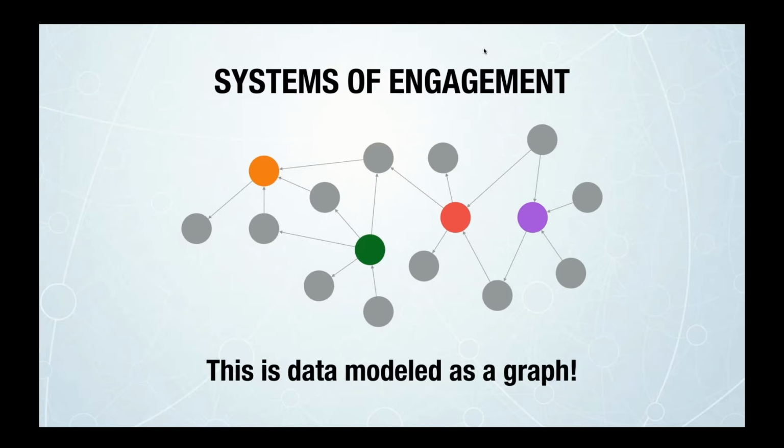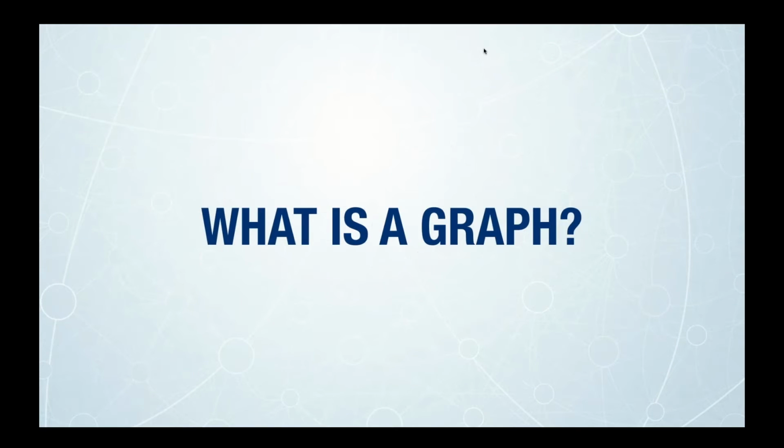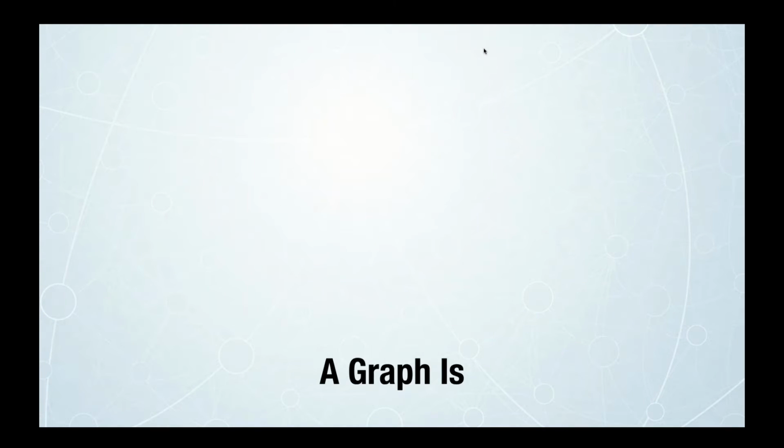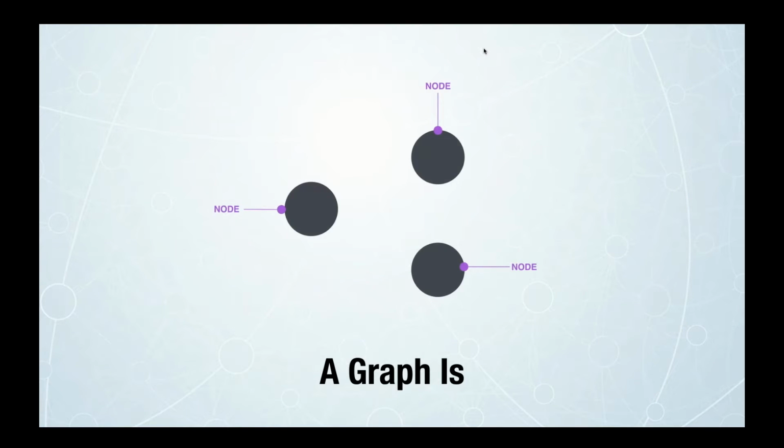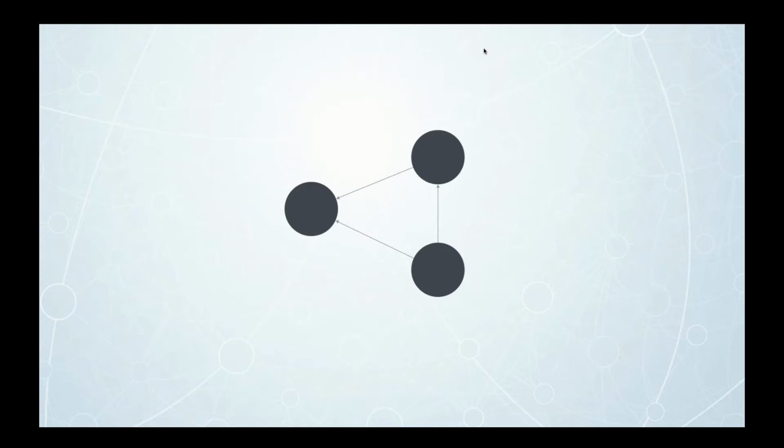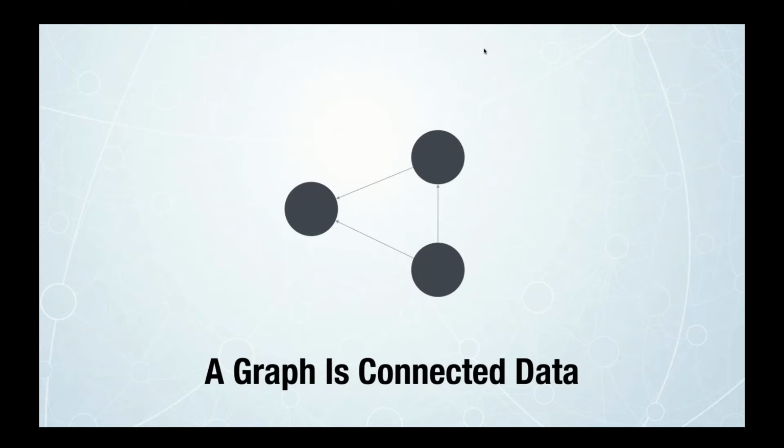We haven't talked about graphs much yet, so let's answer this question of what is a graph. Well, when we're talking about a graph, we're not talking about charts, things like bar charts and pie charts. Instead, we're talking about a data structure. And this data structure consists of nodes. These are the entities or the objects in our graph, and relationships that connect the nodes. So really, a graph is just connected data.